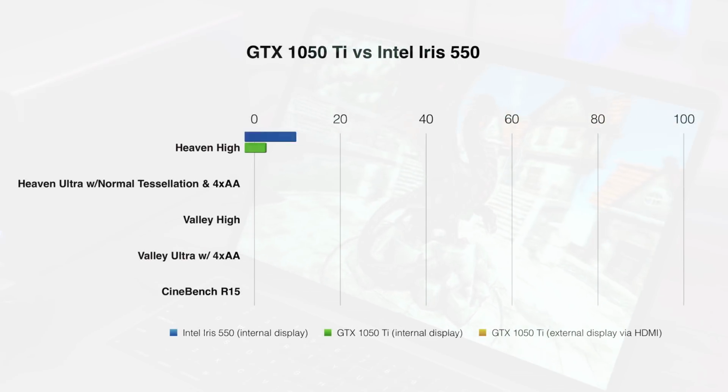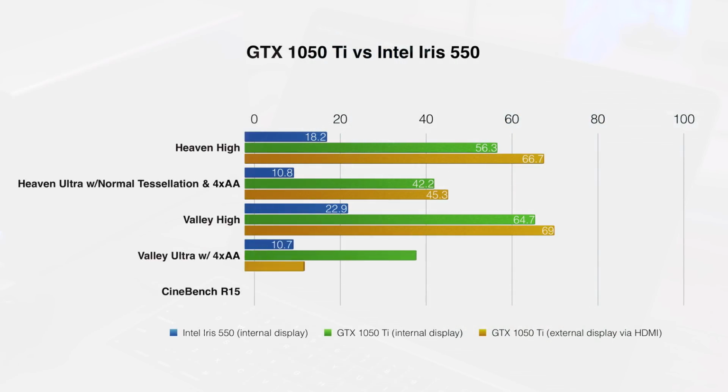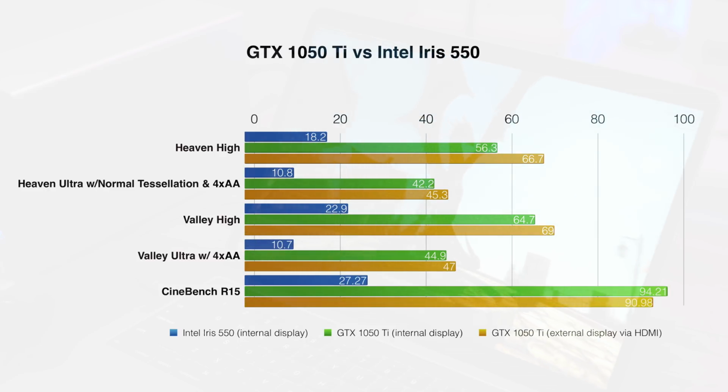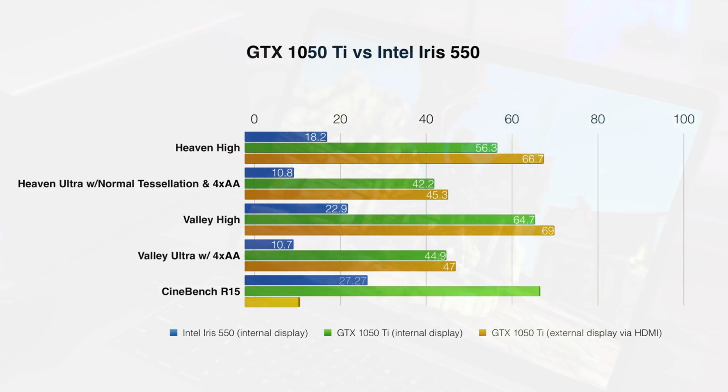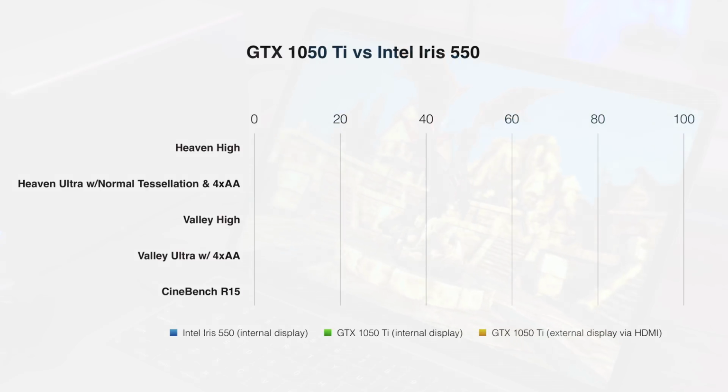So I ran several benchmarks with this setup. I compared the internal display with the integrated GPU, I compared the internal display running the eGPU, and I compared the external display going from the HDMI 2.0 port. And all these tests are done at 1080p, and really there's no surprise here. High settings with the integrated graphics is pretty much unplayable, but when you add an eGPU to the mix, you get playable frame rates at 1080p.